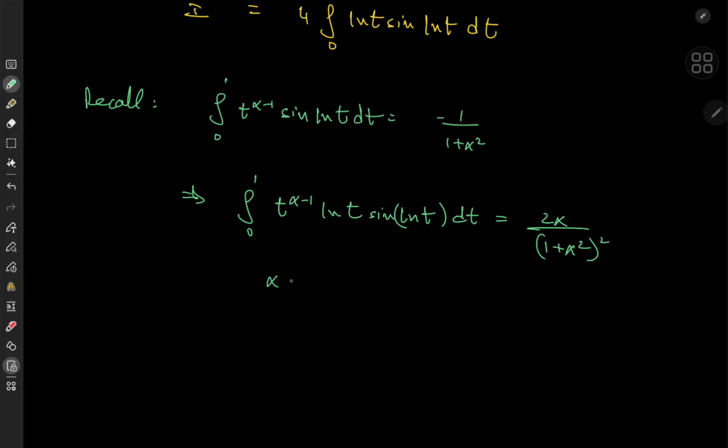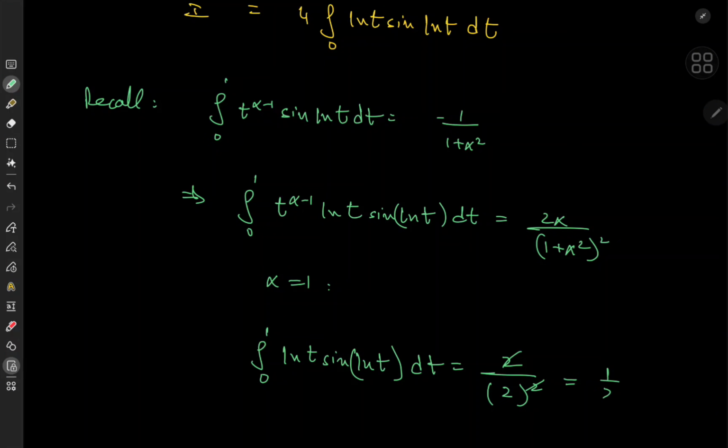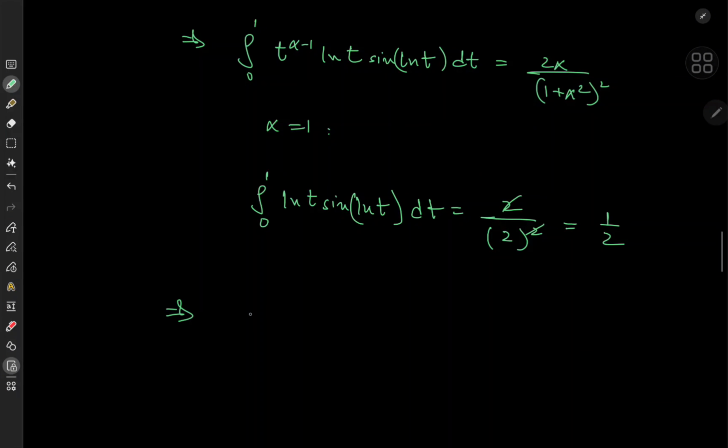And all I have to do is let alpha here equal to 1. So we have the integral from 0 to 1 of log t sine of log t, which is exactly what we have up top, dt, equal to 2 over 1 plus 1. I can cancel out some exponents, and then I have 1/2. So this implies that I here is actually just equal to 4 times 1/2.